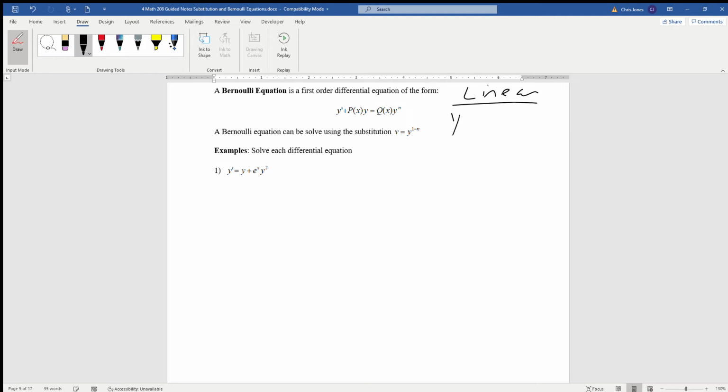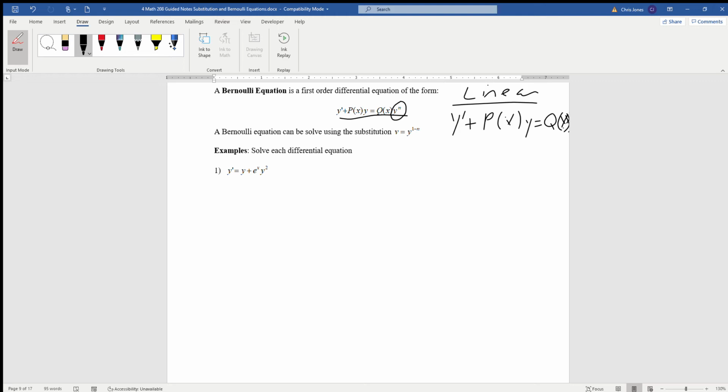has the form y prime plus p of x y equals q of x. And this differential that we're looking at has almost the same form, but we have this y to the nth power. That means we're not only looking at a first order differential, but also this nonlinear type of differential. It's the only nonlinear differential of the first order that we're going to look at that has an exact solution.